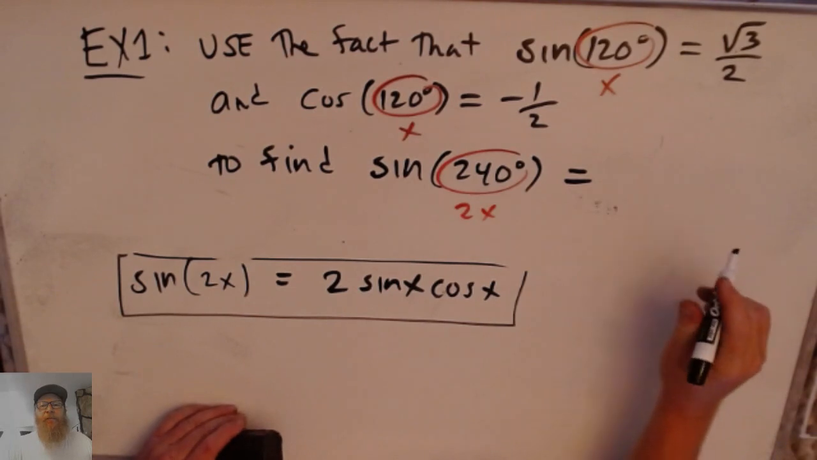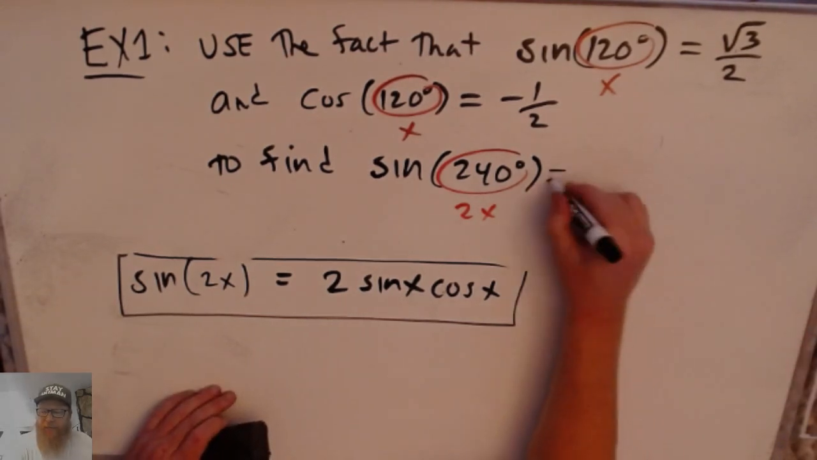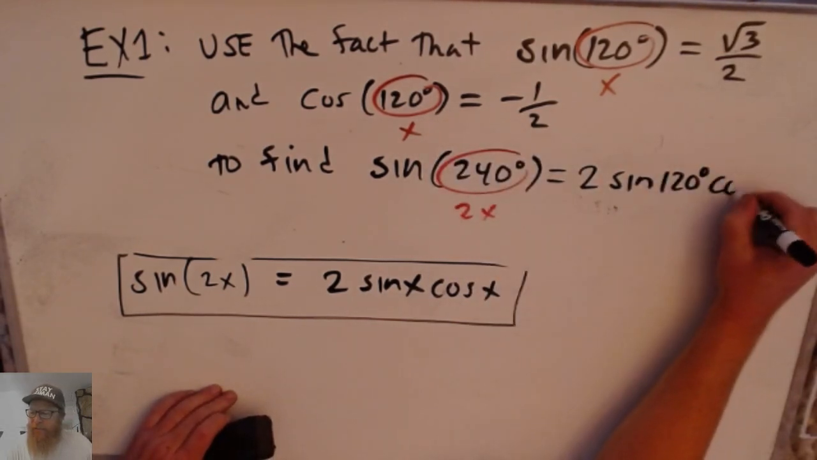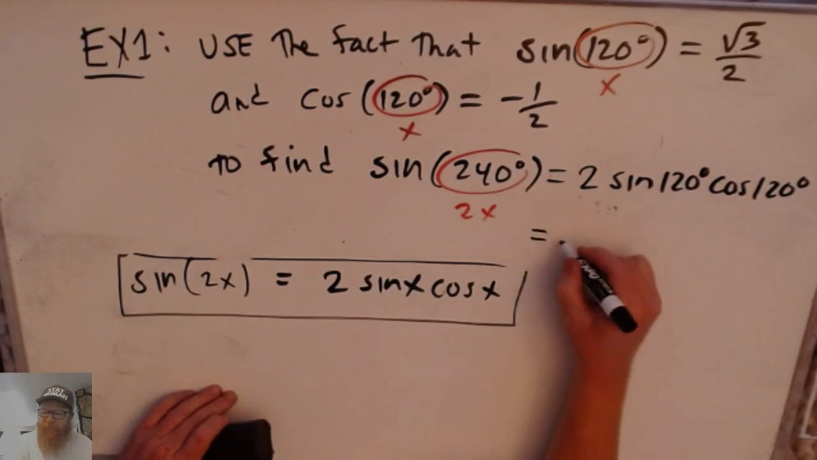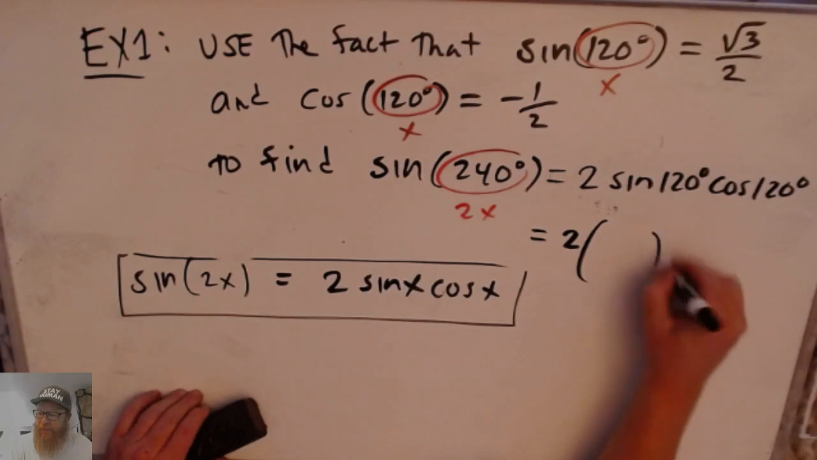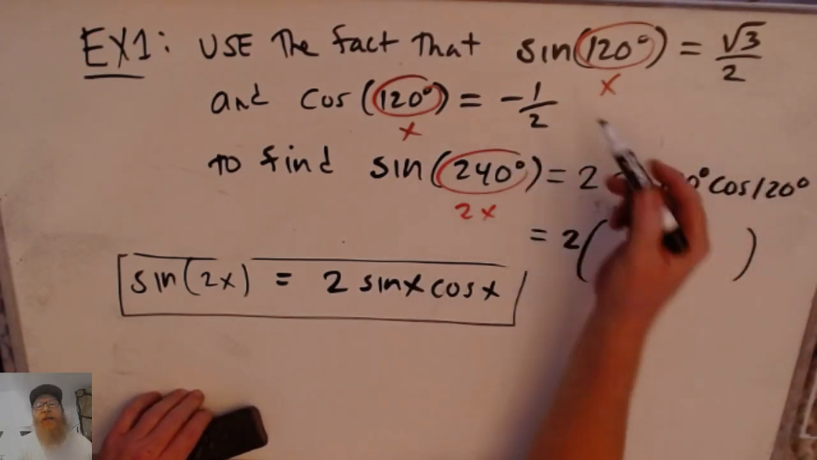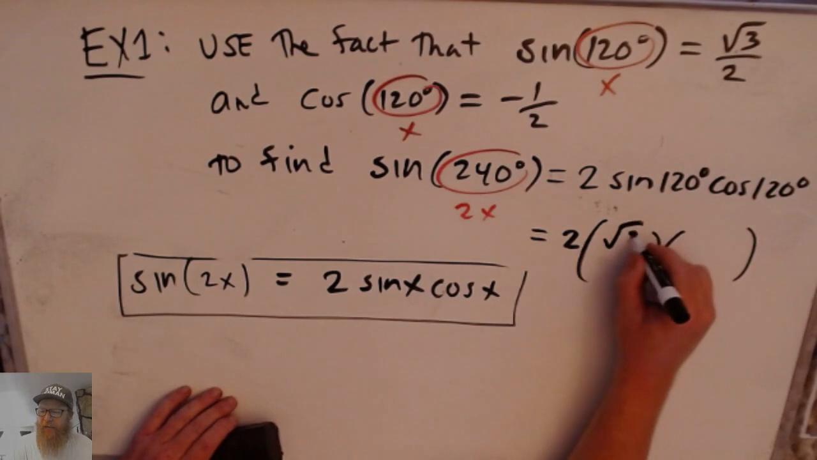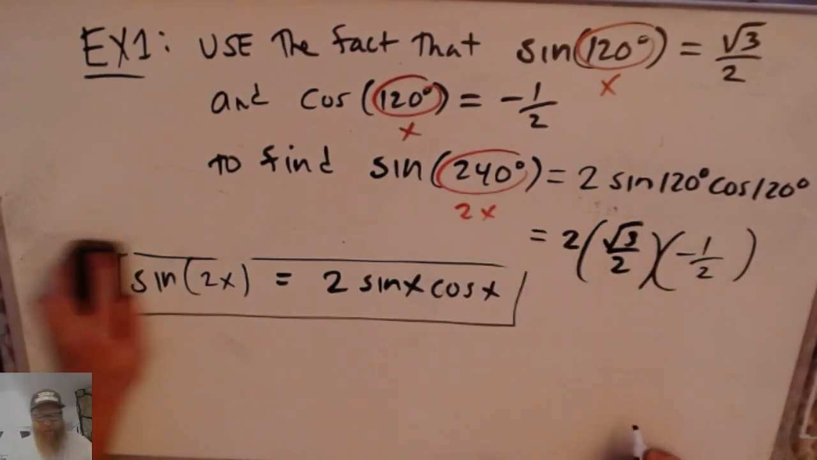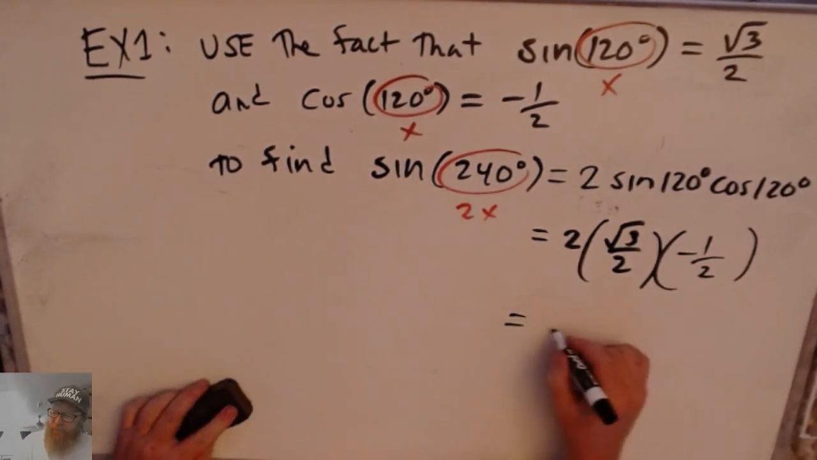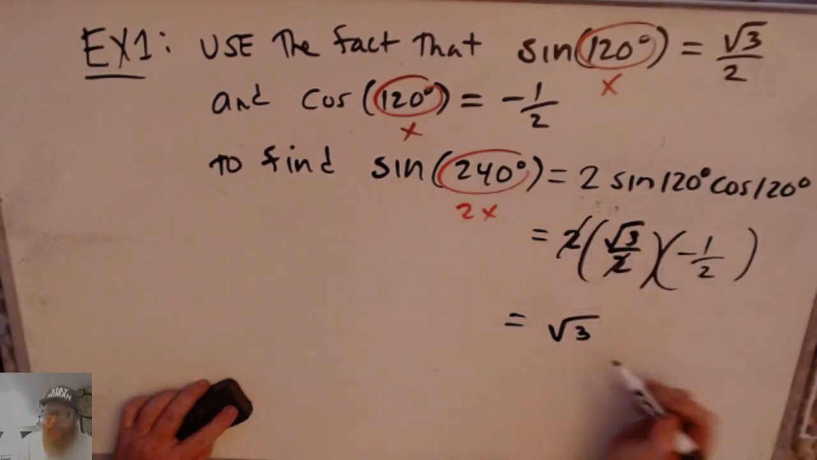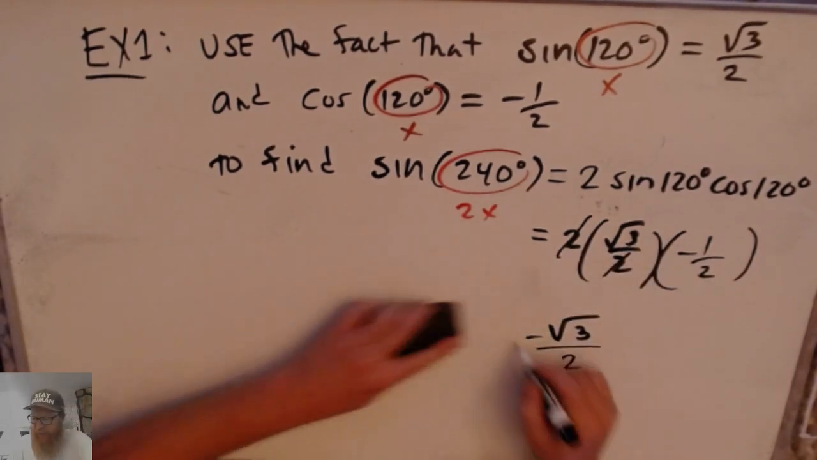So let's just do it. This will be 2 times sine of 120 times cosine of 120. I gave you the sine and the cosine in this one. These are special angles that you probably already knew. So sine is radical 3 over 2. Cosine is negative 1/2. So these 2's are going to cancel. This is going to be negative radical 3 over 2.